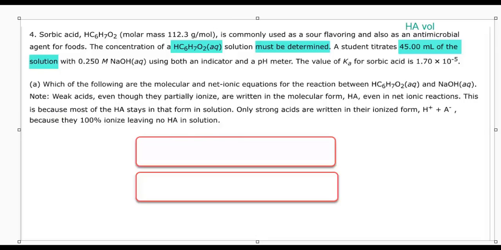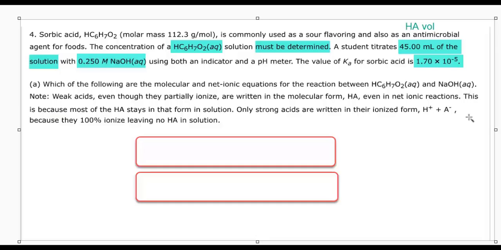And I'm going to switch over to red on my highlighter for the base. So we've got some sodium hydroxide. Sodium hydroxide is a strong base. Now we can forget about the sodium pretty much. It's the hydroxide we worry about. It's a 1/4 molar, using both an indicator and a pH meter. Now they're giving us the Ka for sorbic acid. It's a moderately weak acid. It's a lot like acetic acid, in fact, which is 1.8 times 10 to the -5.